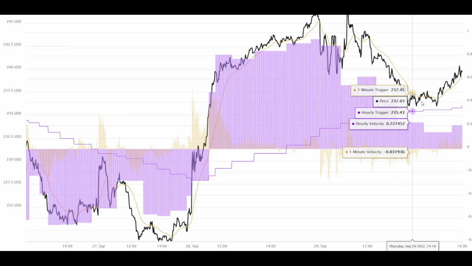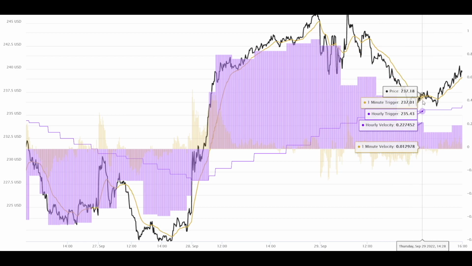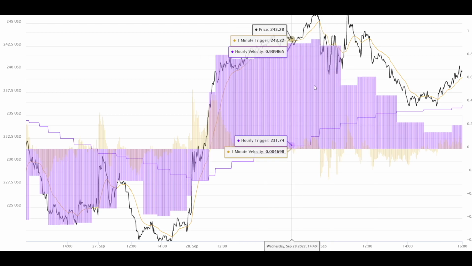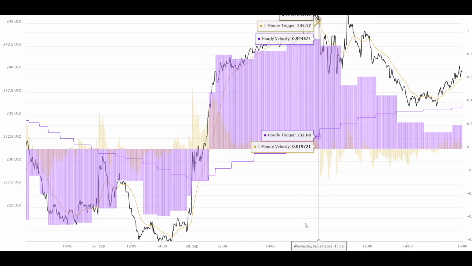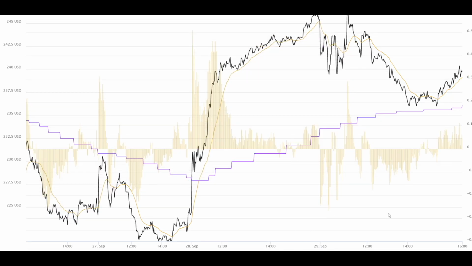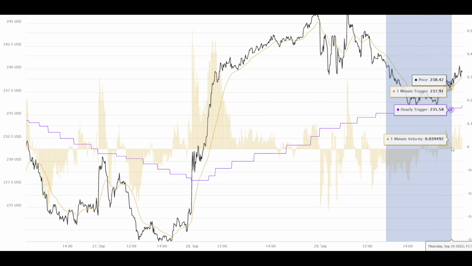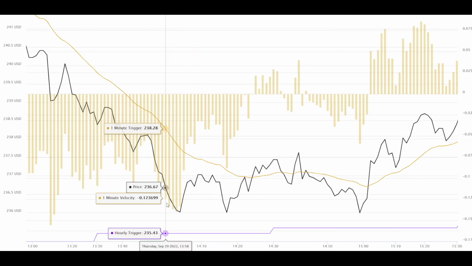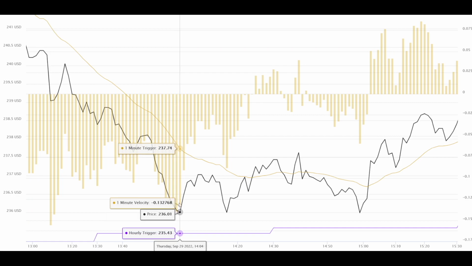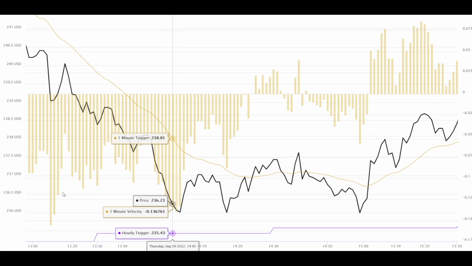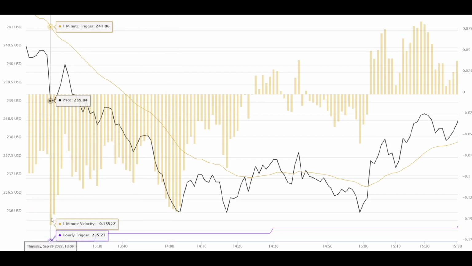So as price comes down to the hourly trigger, you're gonna want to be buying off the trigger because we have good hourly velocity. But for some confirmation, you could zoom in on the lower time frames. So let's zoom into this period right here. Okay, so price comes down here, or even here. Okay, price is at 239, and here we see our most extreme 1 minute velocity reading to the downside, which is negative 1.5.